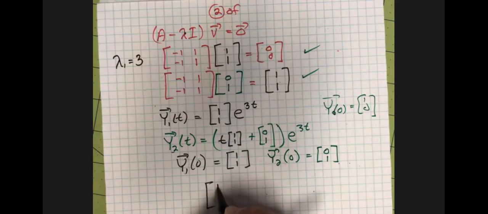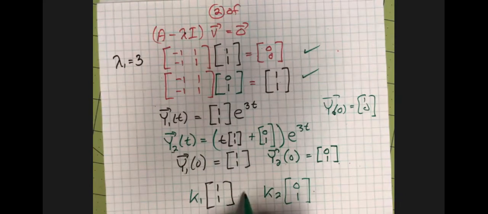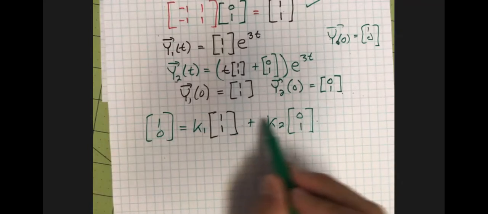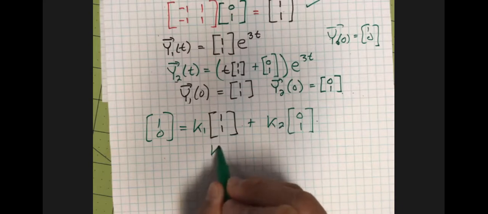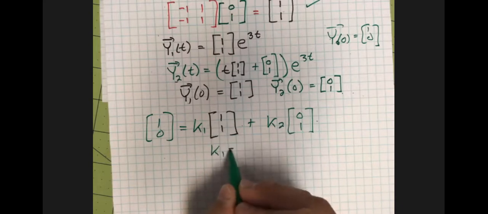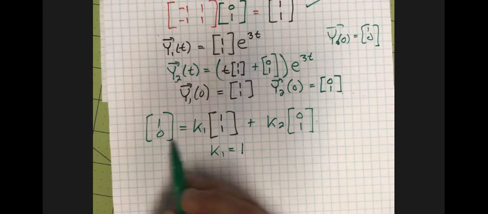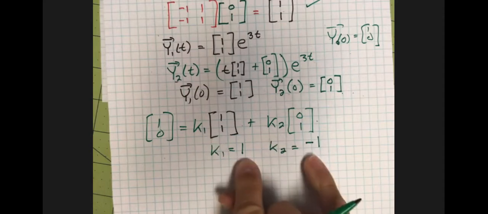So now I want to know what combination of 1, 1 and 0, 1 will get me my initial condition of 1, 0. Now check this out. Remember how 0 is my friend. On the top row, I just have 1 equals k1 times 1, plus 0 times k2. So in order to get this 1, I have to choose k1 equals 1. Now that I have k1 is 1, 1 times 1 plus k2 is 0, so k2 must be minus 1. You can do this any way you like, but these are the two numbers that make 1, 0.